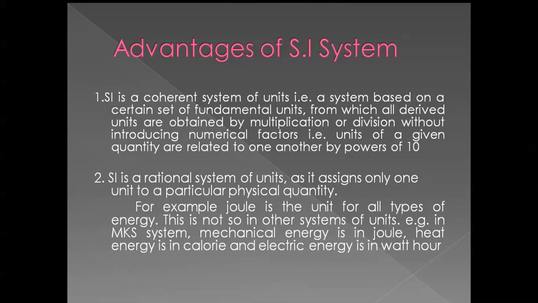In the SI system, multiples and submultiples are also provided by powers of 10. This is also one of the advantages. To measure larger quantities, we use multiples, powers of positive numbers. To measure smaller quantities, we use submultiples, 10 to the power of negative numbers. Therefore, it is a coherent, simple system. We can easily derive all the units by simple multiplication and division.